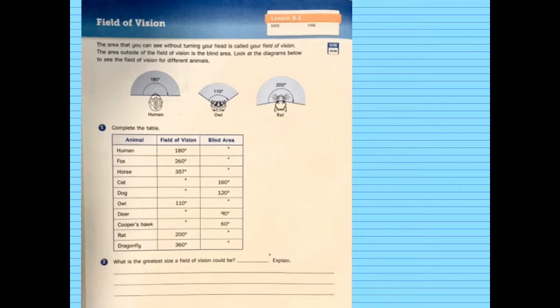But this type of angle is called field of vision, if you've ever heard of that. So a field of vision is really neat. What a field of vision is, it's the angle that includes the area that you can see without moving your head. So let's try that out, okay?